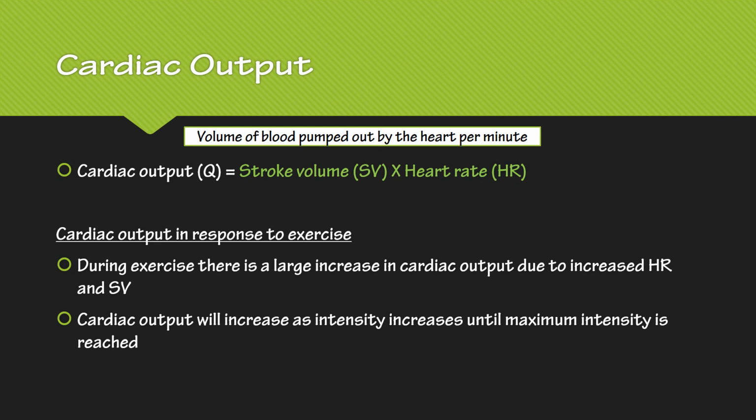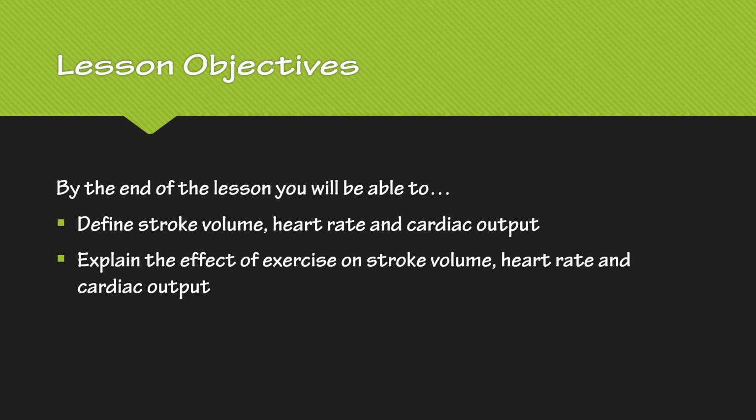Also, when we come to look at the effect of training, if stroke volume increases and heart rate decreases, then we can maintain the same cardiac output, but that means that we have a lower resting heart rate, so that means we are healthier, and the fitter we are, the lower our resting heart rate. We'll come to look at that in the lesson. Okay, so we've defined stroke volume, heart rate and cardiac output, and we've looked at the effect of exercise on those three measurements of the heart.